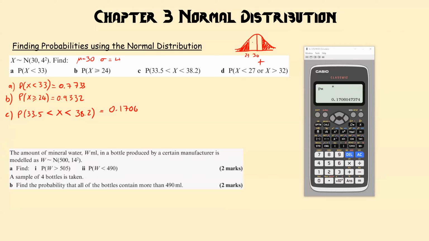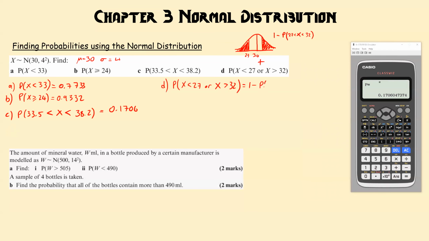This is the same as doing 1 minus whatever's in between here. So we could do 1 minus the probability that X is between these 2 numbers instead, 27 and 32. So we could get rid of this middle bit instead. You could work out these 2 individually, or you could work out that and then just subtract it from 1, which I think I'm going to do here. I will show you using the calculator, it's the same though. So the probability that X is less than 27 or that X is bigger than 32 is the same as 1 minus the probability that X is between 27 and 32.